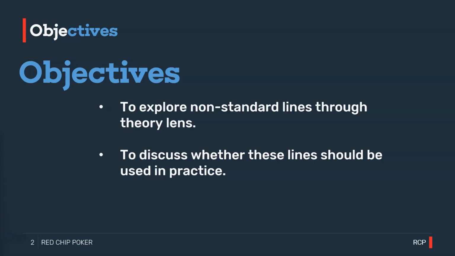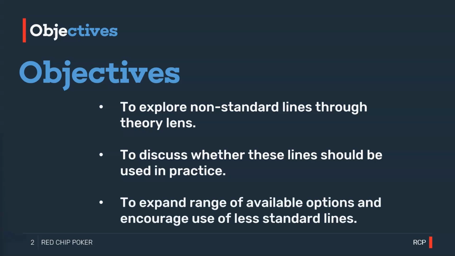Okay, theory says we should use these lines. Should we actually incorporate them into our game? Do we need to make any adjustments before we do this? The overall objective here is to expand your range of available options and also to encourage use of less standard lines. So rather than automatically checking to the pre-flop aggressor or automatically always firing a 1/3 pot continuation bet in a 3-bet pot, you will have a range of options at your disposal and you'll be able to select the option which generates the highest expectation.